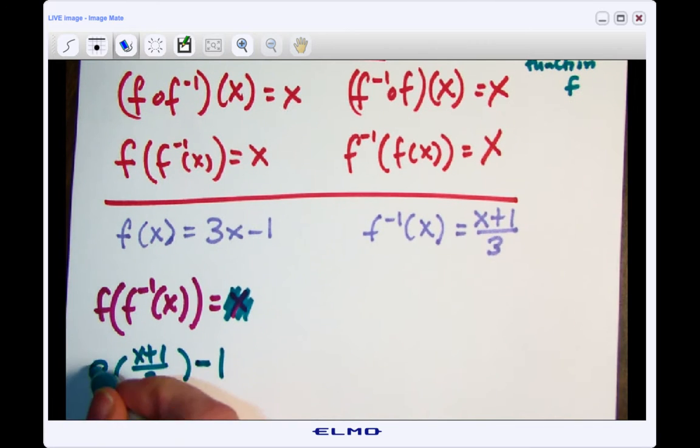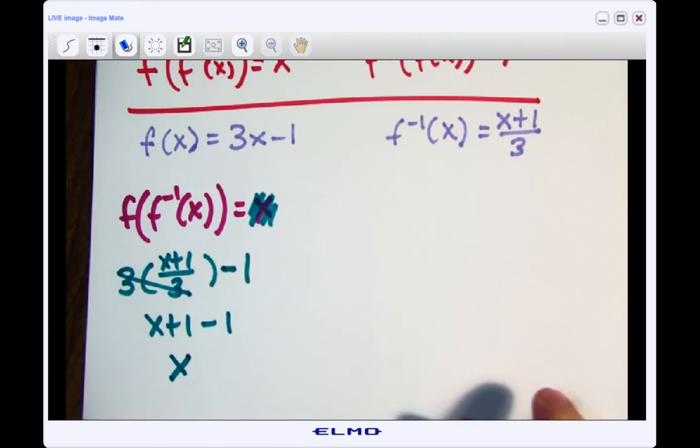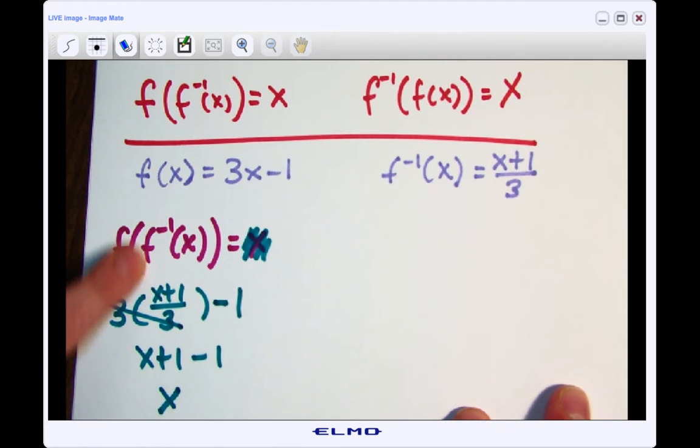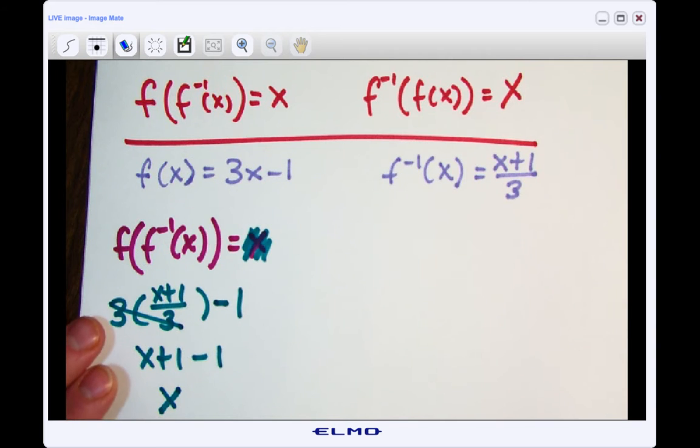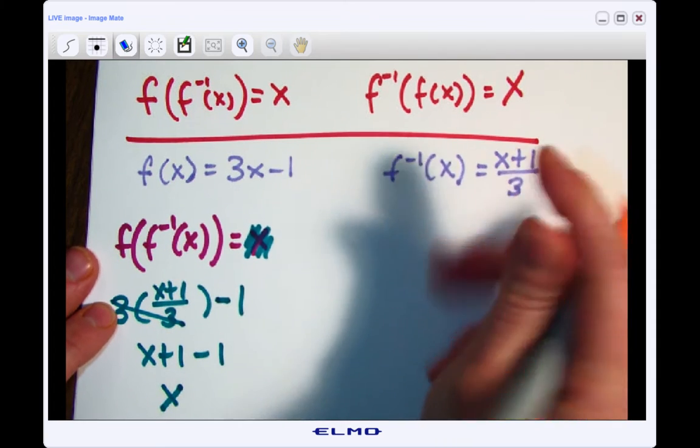So from here, you can see these 3's cancel. I get x plus 1 minus 1. x plus 1 minus 1 is x. So we know that it works for this one. This did come out to be x. We got back what we started with. So far so good. It looks like these actually are inverse functions. Let's do it the other way.